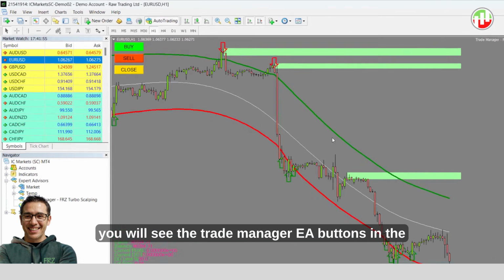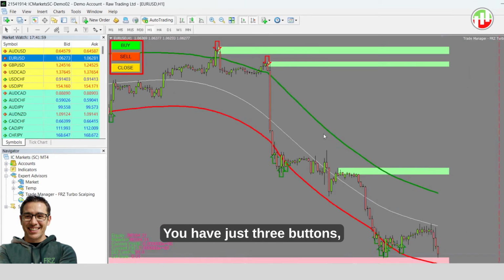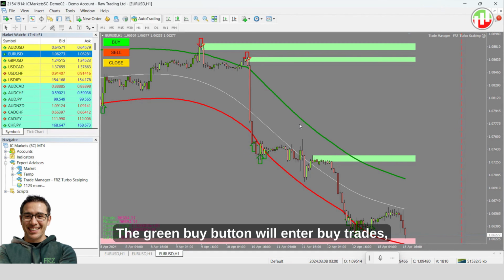Furthermore, you will see the Trade Manager EA buttons in the top left corner of the chart. You have just three buttons, which are self-explanatory. The green buy button will enter buy trades, the red sell button will enter sell trades, and the closer button will close all trades on a particular chart.